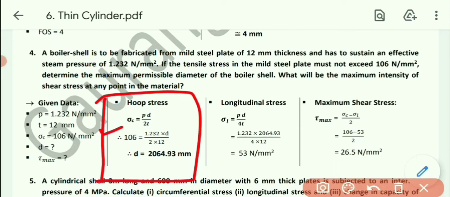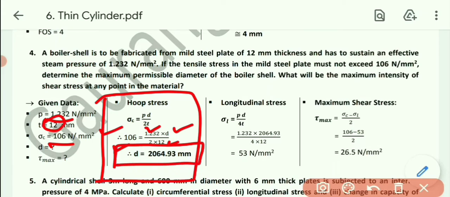Sigma c equals PD divided by twice T. Now sigma c is 106 Newton per mm square, P is 1.232, diameter is unknown, divided by twice thickness, which is 12. So let's put down the values over here. By simplifying this term, we will get the value of D, that is 2064.93 mm. So this is the value of diameter.